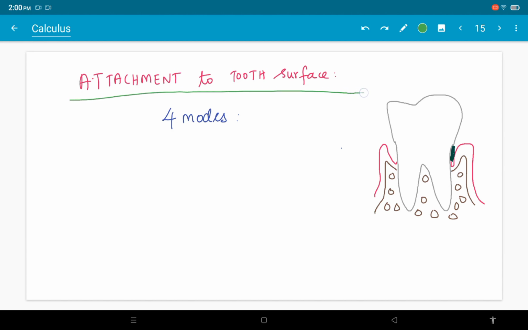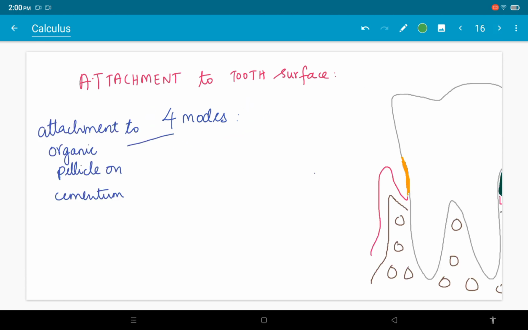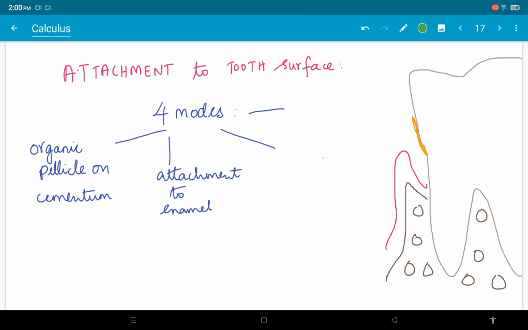The next subheading, attachment to tooth surface. There are 4 modes of attachment to tooth surface. Attachment to organic pellicle on cementum, or attachment to enamel. The cementum at the CEJ will be mostly near the margin of the gingiva, right? So either the calculus will form by attachment to organic pellicle or cementum, or by attachment to enamel.